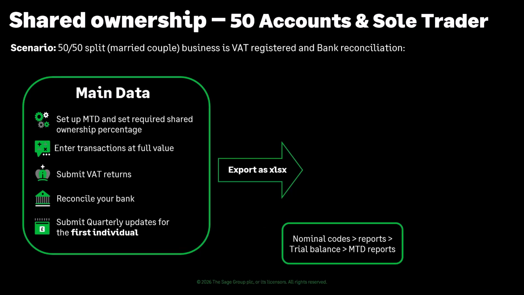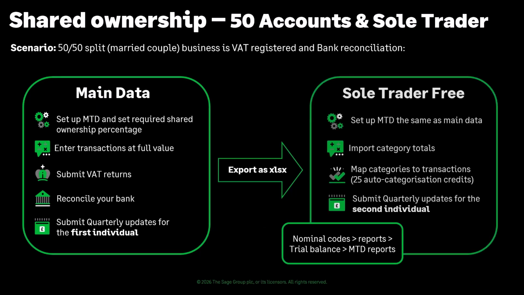So in that secondary data for that second individual, you could use Sole Trader Free, you could use Sole Trader Paid. In this example, we're going to use Sole Trader Free. So you would set up the company or the individual in Sole Trader Free. You would set up MTD the same, where you would apply that 50% because those imports are going to go in at full value. Those category totals are going to go in at full value. So you would set it up at 50%. So when it comes to do the submission, it knows it needs to half those figures.